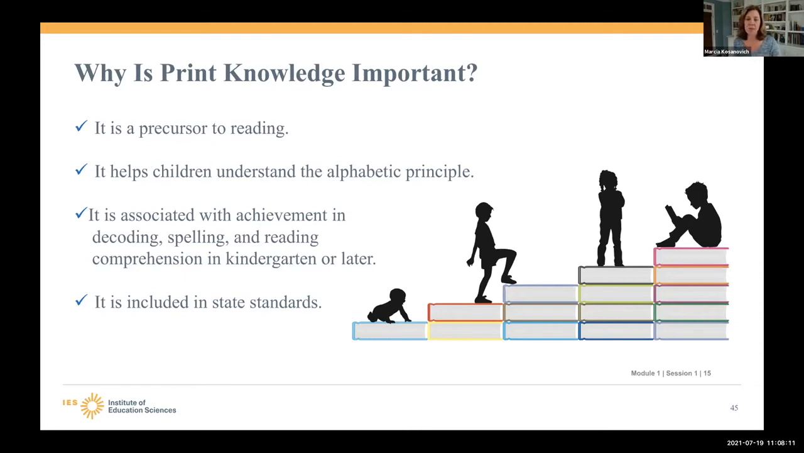So print knowledge is one of the precursors or the building blocks to become a skilled reader. Children's reading development depends on understanding the alphabetic principle, which is the understanding that there are systematic and predictable relationships between written letters and spoken sounds. Children can use their knowledge about letter names and sounds to gradually develop an understanding of the alphabetic principle. Measures of preschool and kindergarten children's print knowledge are associated with achievement in decoding, spelling, and reading comprehension outcome measures in kindergarten and beyond.